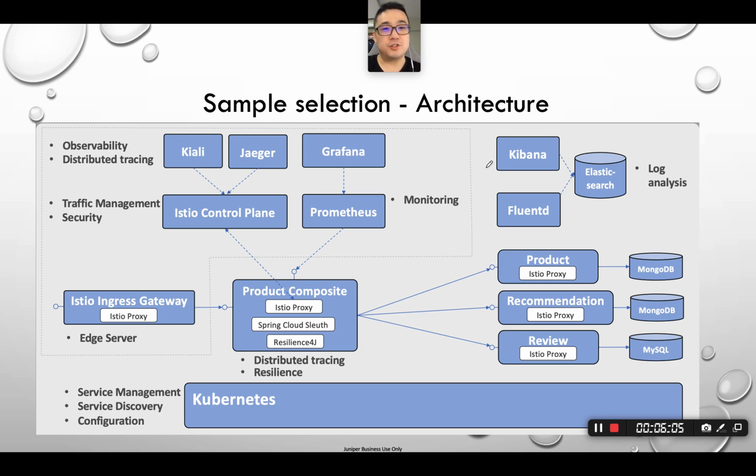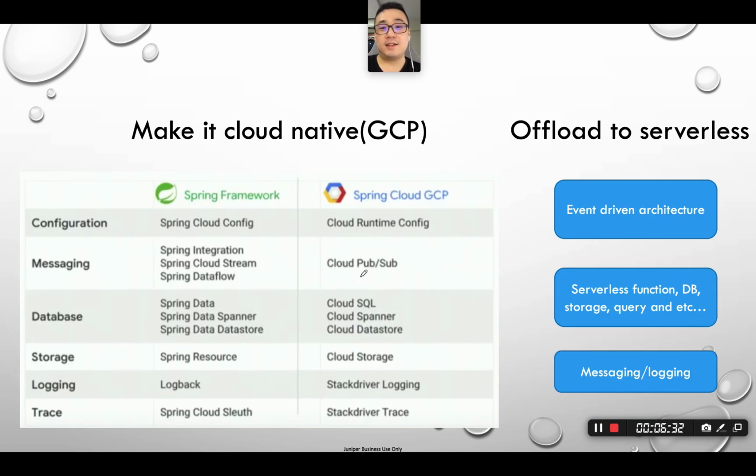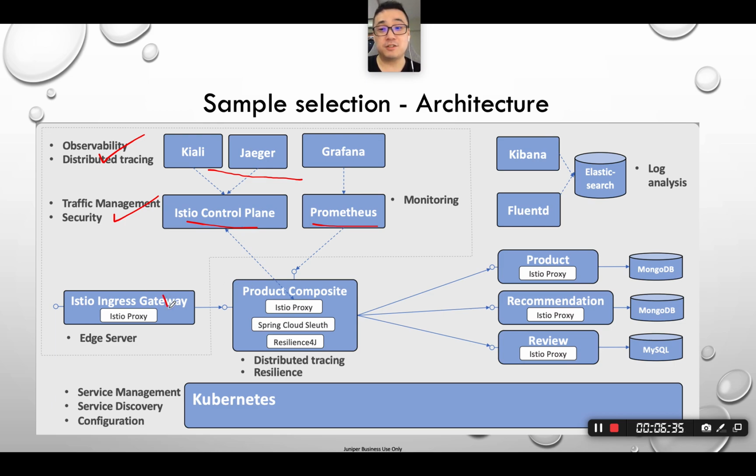And here I will just show you the architecture with a mix of both: Spring Cloud together with Istio and Kubernetes. In terms of visibility, observability, distributed tracing or troubleshooting, we can use this set of tools. In terms of traffic management and security, we can use the Istio native one and also Prometheus. For the gateway, we can use the Istio ingress gateway, together with Sleuth for the distributed tracing, and Hystrix for the resilience use case.